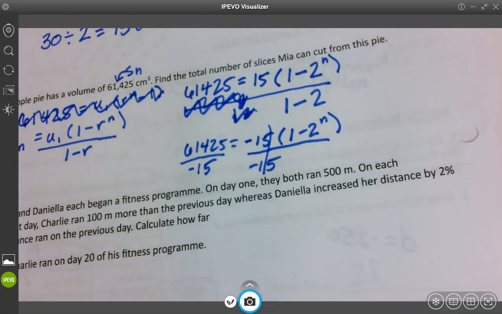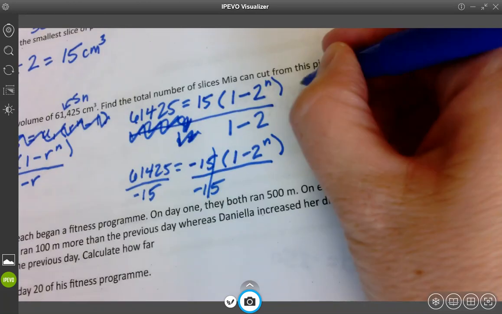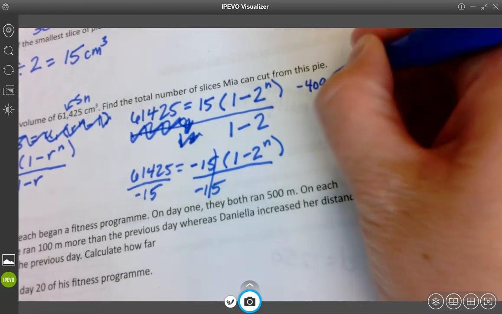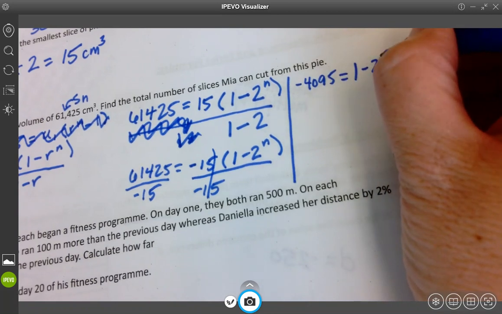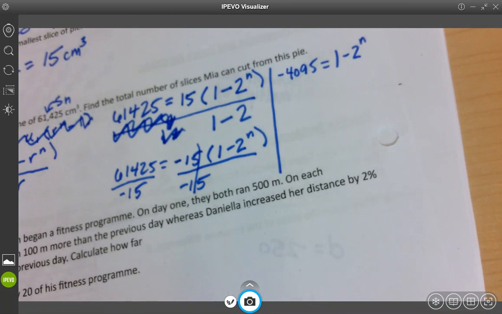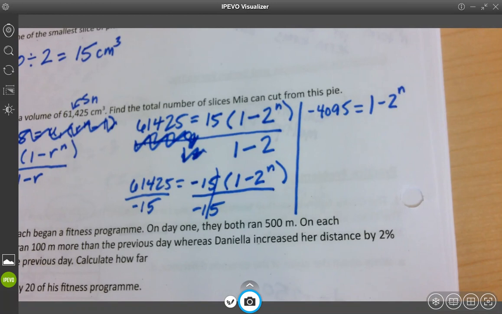All right, so let's figure out what that is. Let's divide 61425 by negative 15. So I get negative 4095 equals 1 minus 2 to the n. Now notice that's minus 2 to the n. It's not negative 2 to the n. So order of operations has 2 to the n happening before the minus, just to make that clear.